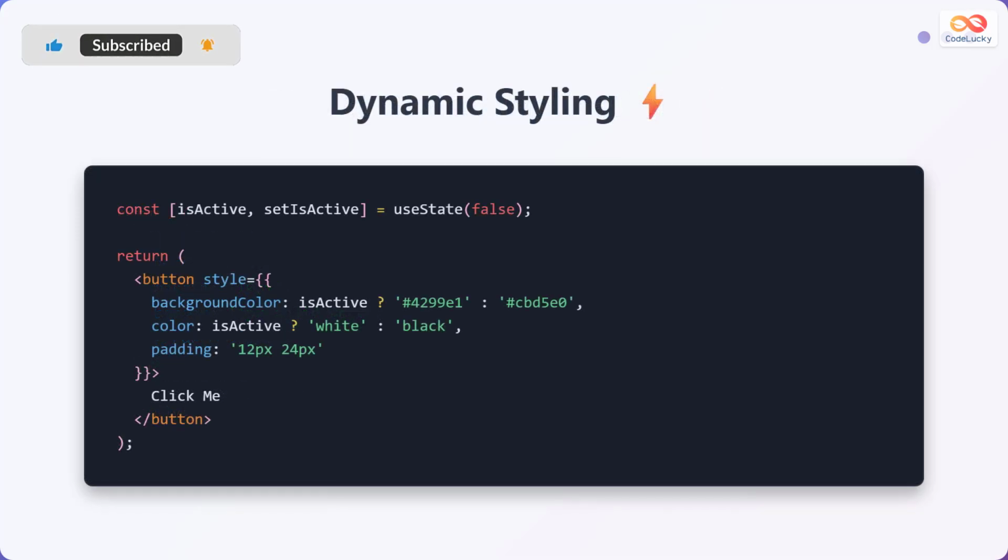One of the most powerful aspects of inline styles is their ability to be dynamic. You can use JavaScript logic, such as conditional statements or variables, to determine which styles are applied to an element. In this example, the background color and color of the button change based on the isActive state. When isActive is true, the button has a blue background and white text, and when it's false, the button has a light gray background and black text. This allows you to create interactive and responsive user interfaces.